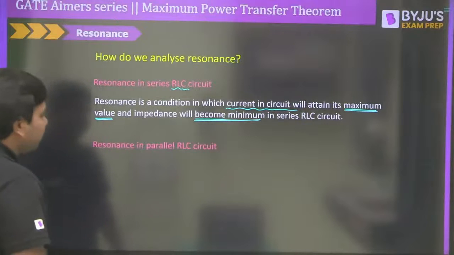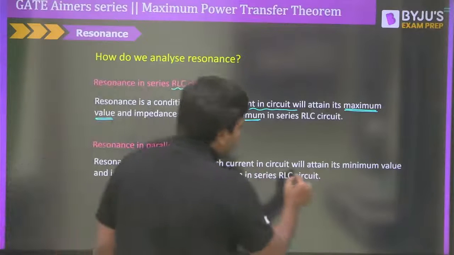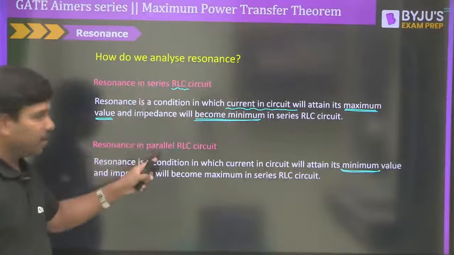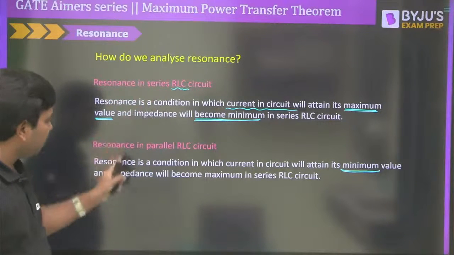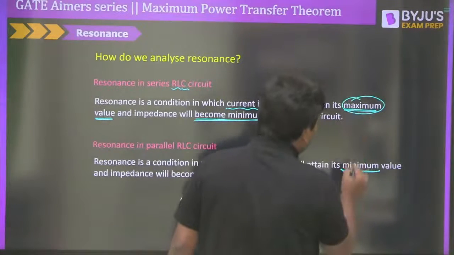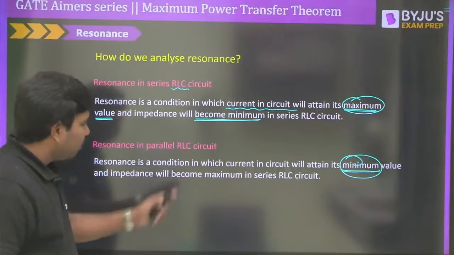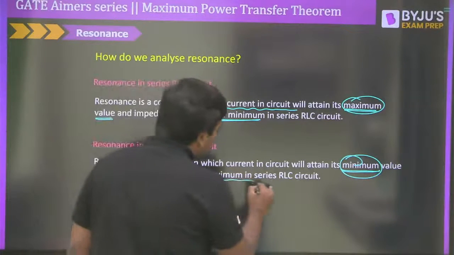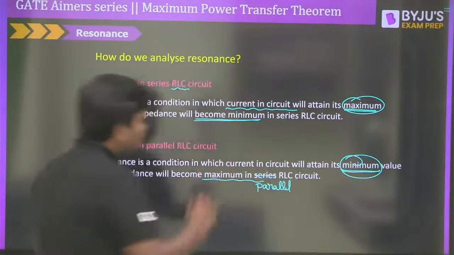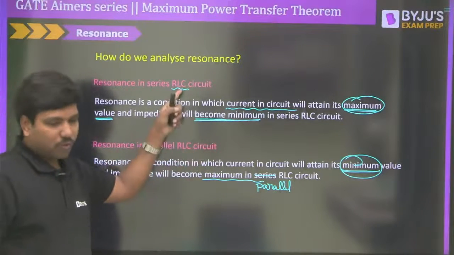And the second is resonance in a parallel RLC circuit. Resonance is a condition in which the current in the circuit will attain its minimum value. Please try to understand, both are actually different here. Here it is resonance in a series RLC circuit and resonance in a parallel RLC circuit. Here we will get the maximum current in the circuit. Here we are going to get the minimum value of the current in the circuit, and the impedance will become maximum in a parallel RLC circuit. Clear? So in a parallel RLC circuit, impedance should become maximum. Hope you understood. This is exactly opposite to the series RLC circuit.